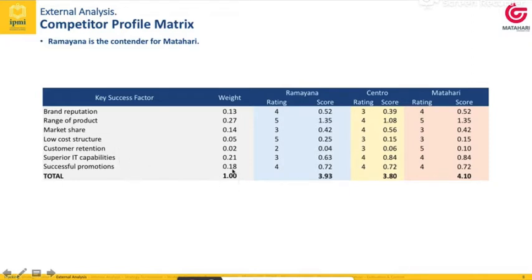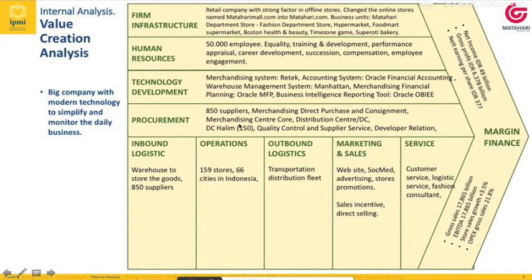Same thing again, do the weighting. In total, it has to be one. Do the rating for each, do the scoring, and then see the result. Matahari is still on top, followed by Ramayana and Centro. Then do the value creation analysis.